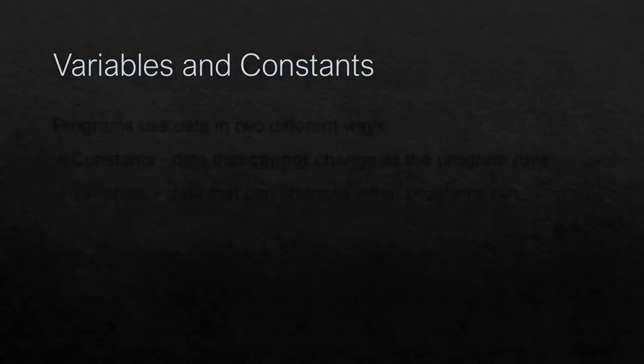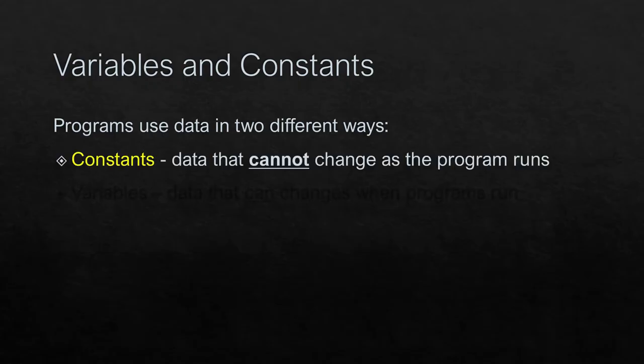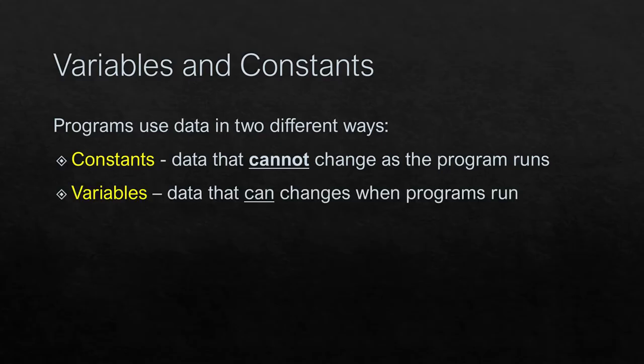Now data can be in one of two formats. We can have data which the program cannot change, and this is called a constant. Or we can have a variable, which is a piece of data that the computer program can change.